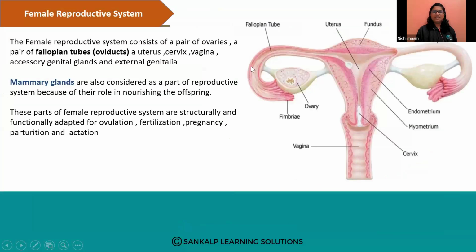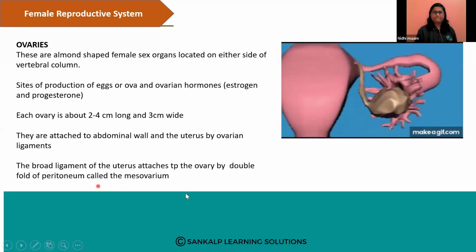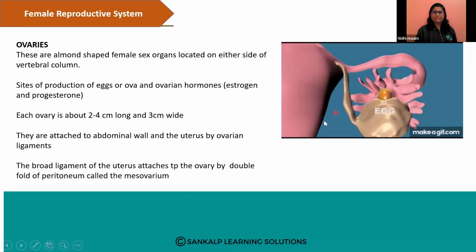See here. This is a female reproductive system which you are seeing. So these are the ovaries which are attached to the pelvic wall by the ligaments. These are the ligaments. Okay. Then you can see the ligaments here properly.